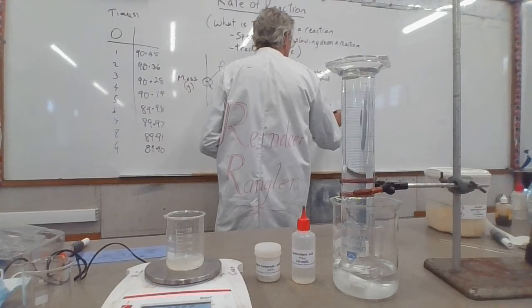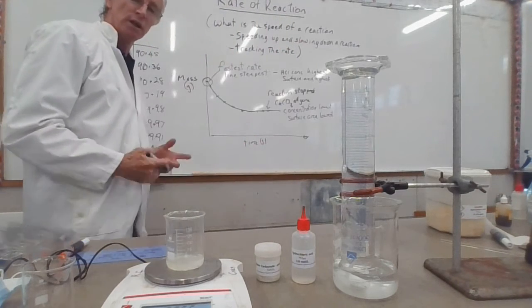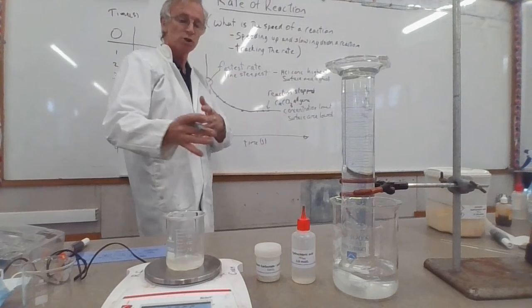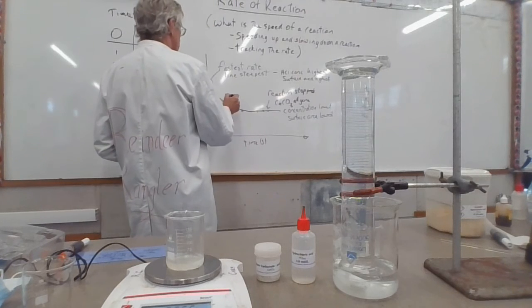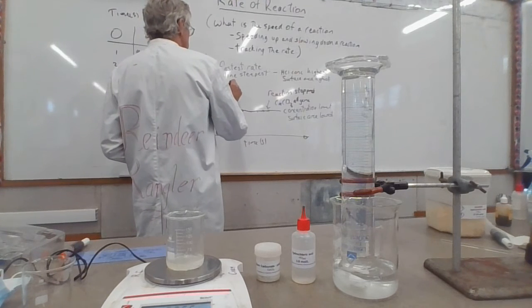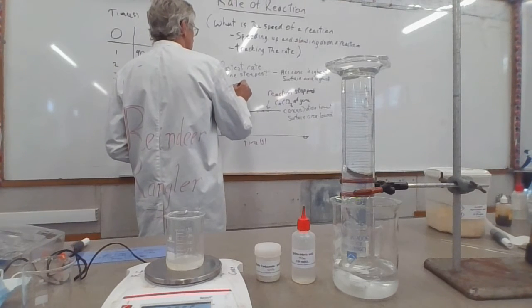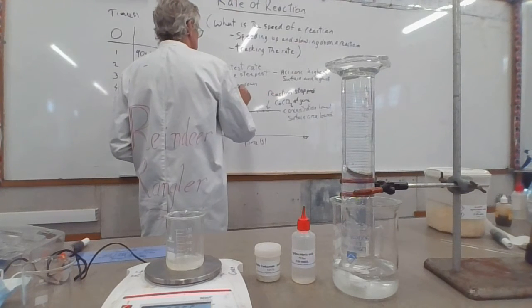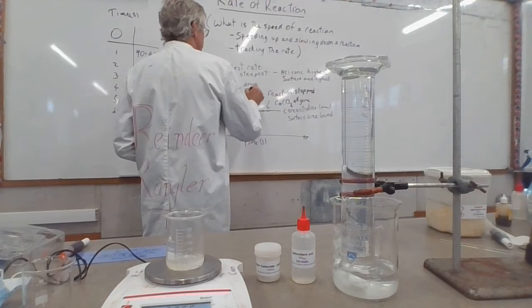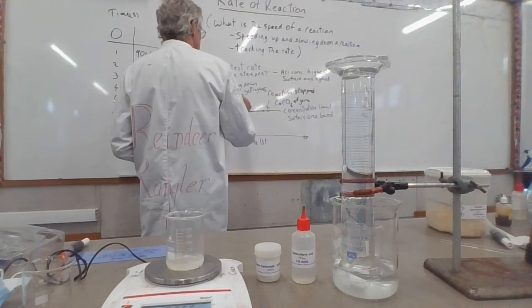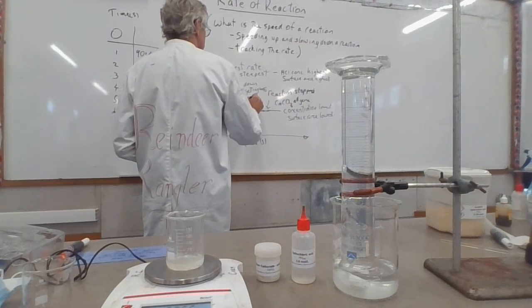So if you have a solid, you can mention surface area. If you just have liquids, you could only mention concentration or temperature. We're assuming the temperatures stay at room temperature. So here in the middle, the reaction is slowing down, the rate is slowing down. Concentration getting less, and surface area getting less.